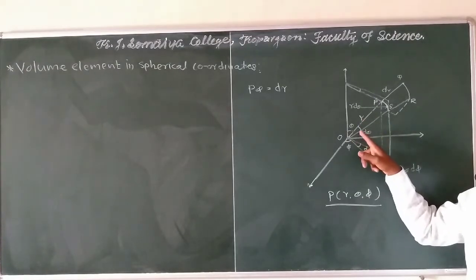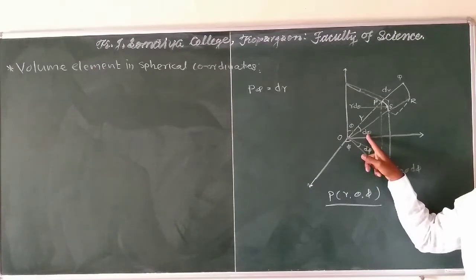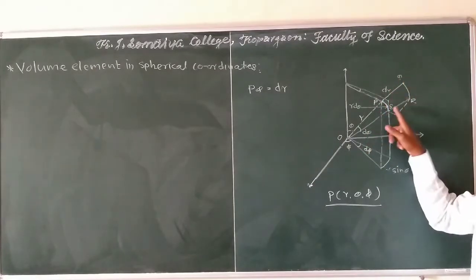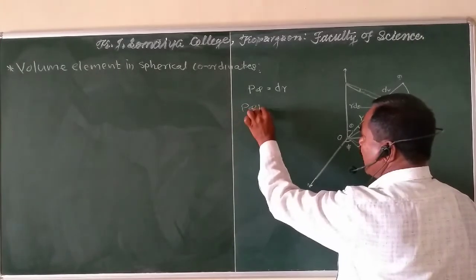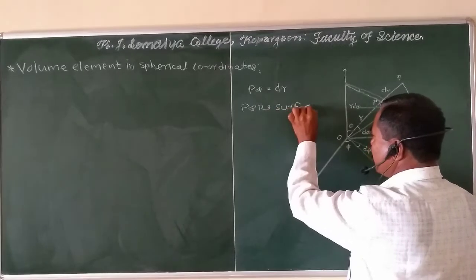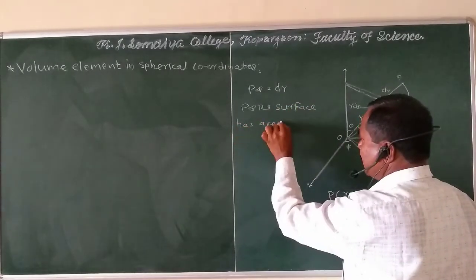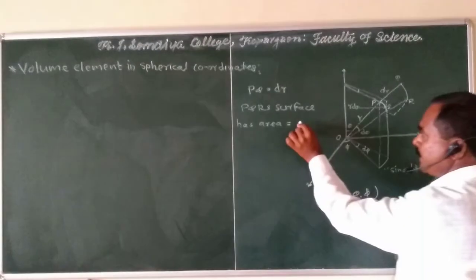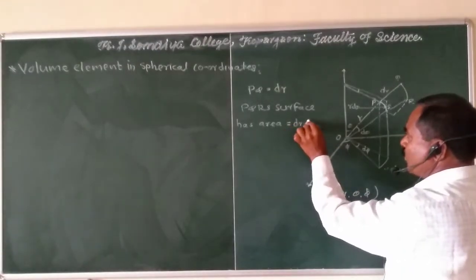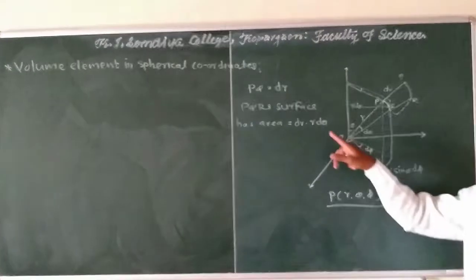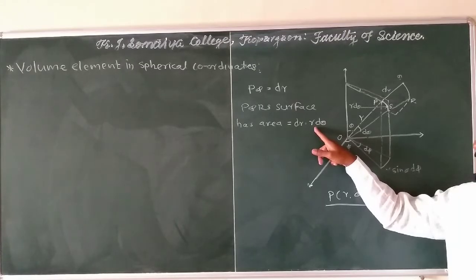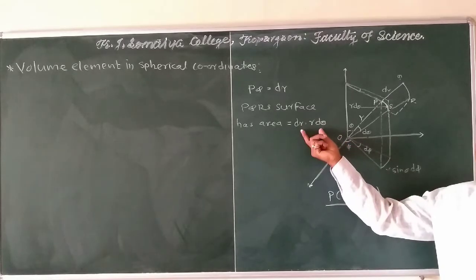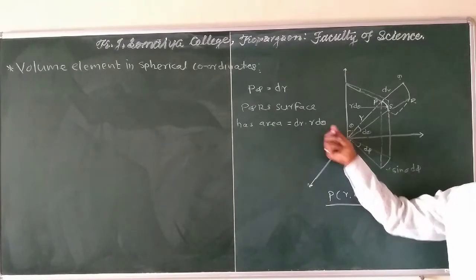So by increasing theta by d theta, the surface PQRS is traced, and this surface has area equal to dr into r d theta. Because theta is increased by d theta, there is a small change in r. It does not remain constant, but almost remains constant. So we write r d theta, and we get the surface area dr into r d theta.